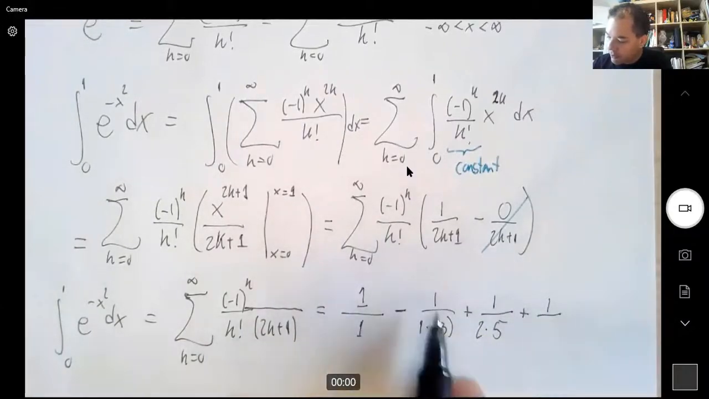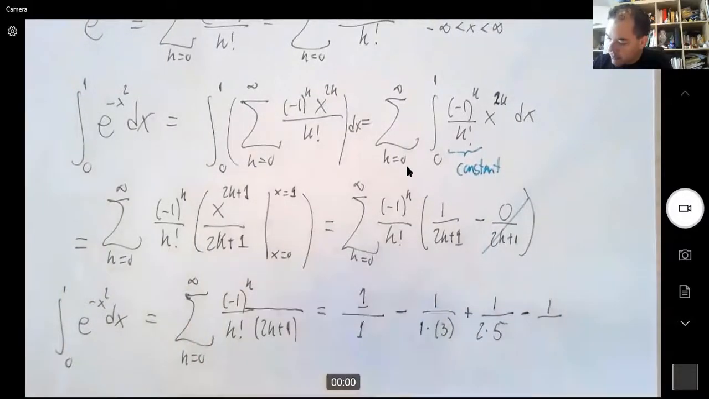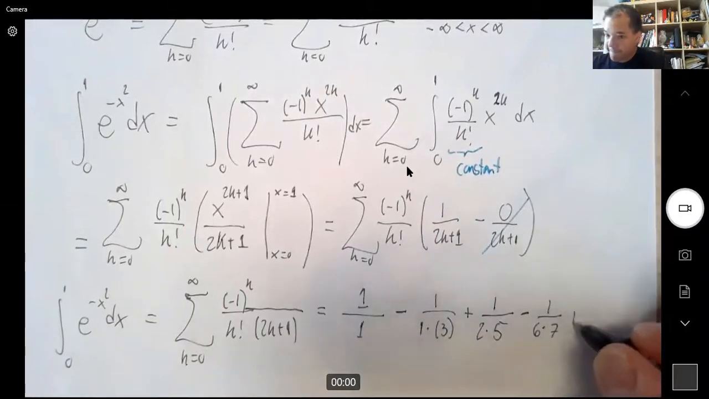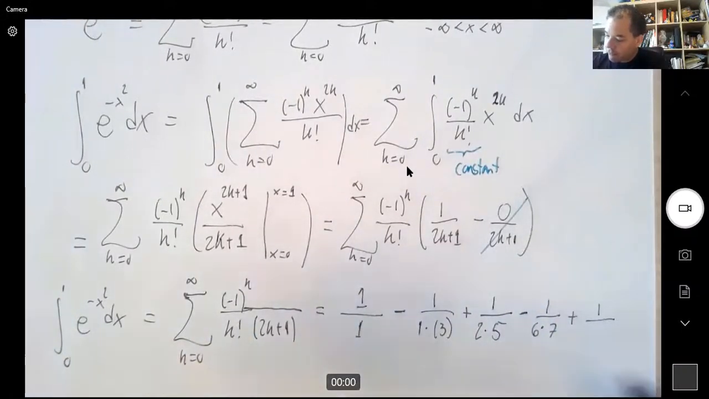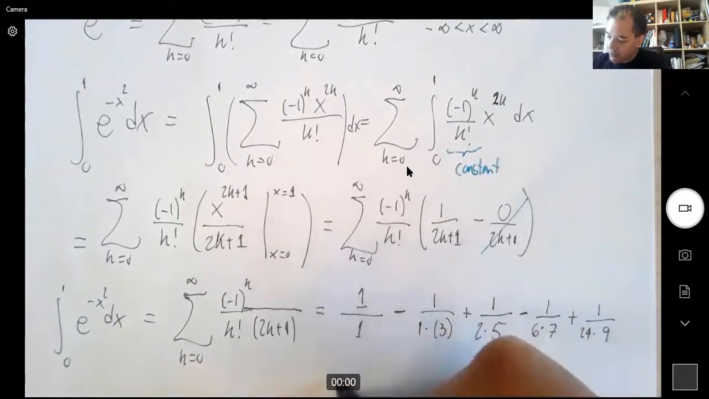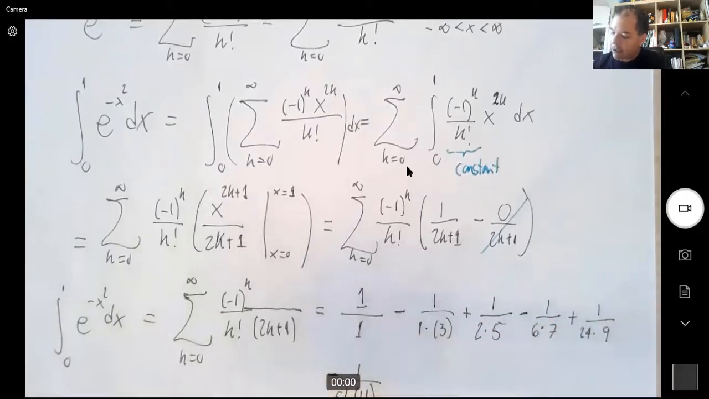Then next one will be positive. Now we're doing when 0, 1, 2, 3. Okay, so this should be minus, my bad. Minus, when it's 3, then 3 factorial is 6. 2 times 3 plus 1, that's 7. Right? And then we continue like this. Maybe let's do a couple more. So the next one will be positive when we have 4 factorial, that's 24, and 2 times 4 plus 1, that's 9. And one more, minus 1 over 5 factorial times 11, and 5 factorial is 120.